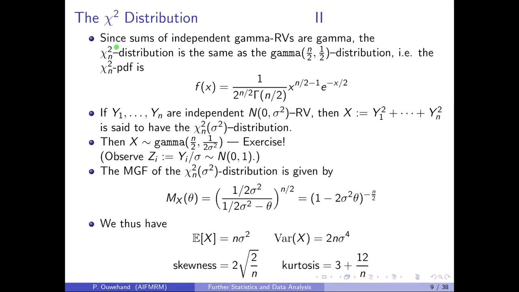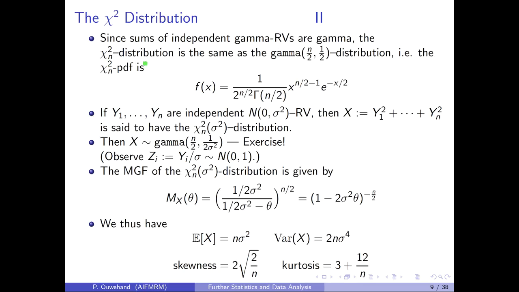Now we have just seen that sums of independent gamma random variables are again gamma distributed. To be more precise, if we have two random variables that have shape parameters alpha1 and alpha2 and the same rate parameter lambda, then the sum of those two random variables is again gamma distributed with the shape parameter equal to the sum of the two alphas, alpha1 plus alpha2, and the rate parameter still equal to the same lambda.